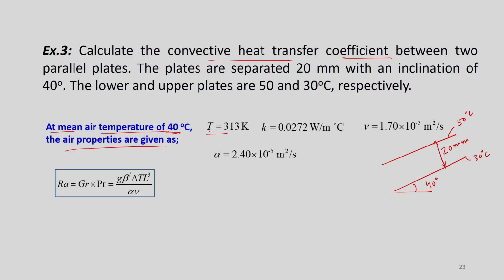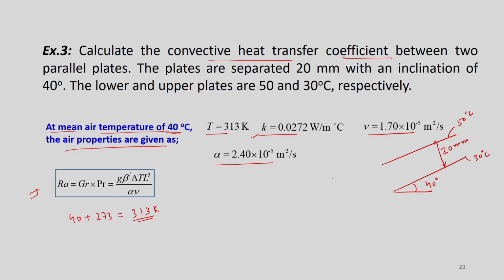So, 40 plus 273 will be 313 Kelvin. At this temperature, the values of thermal conductivity, kinematic viscosity and thermal diffusivity are given. Once you know this, then we can use this equation. We already know how we have got this expression.